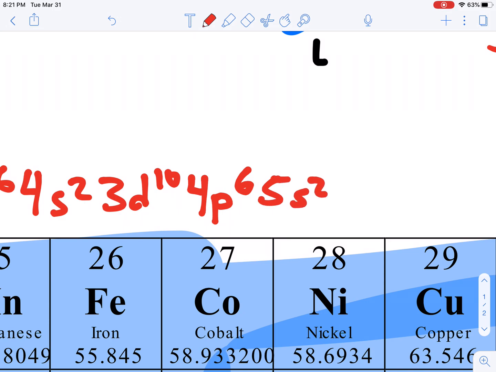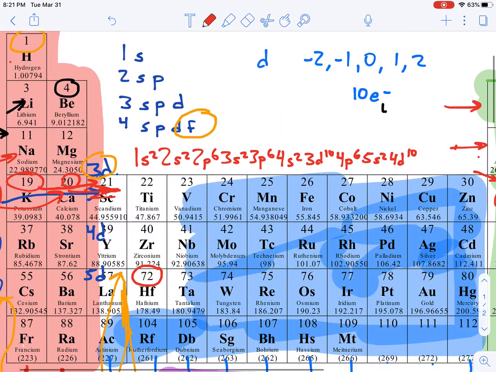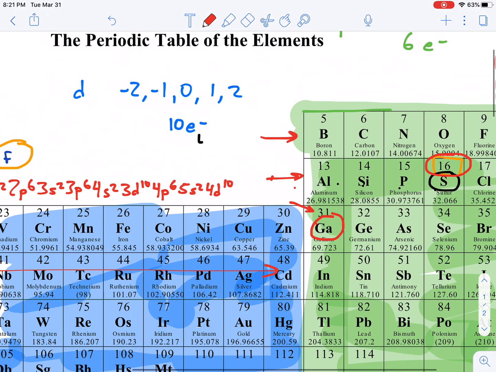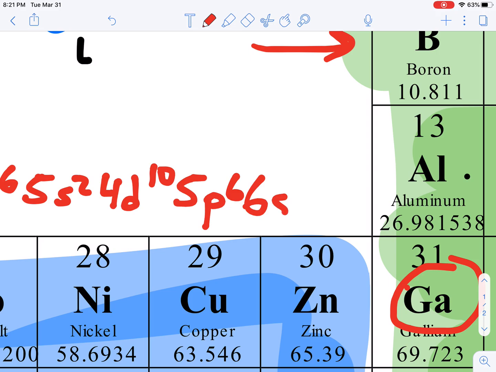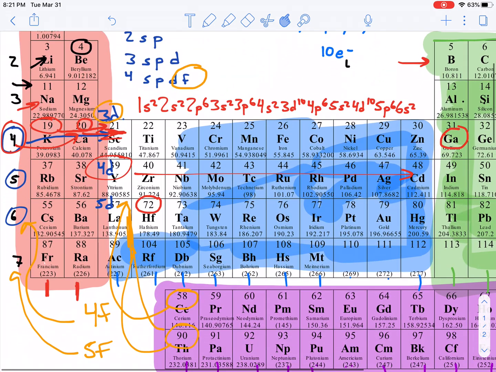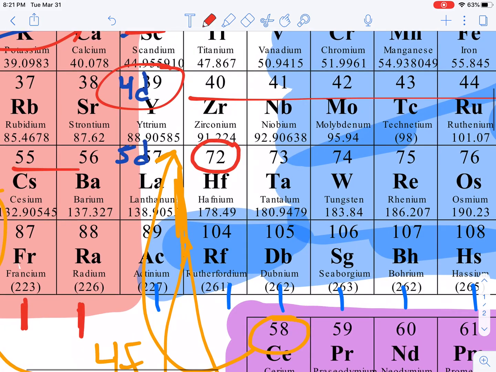5s2, 4d10, right? 4d10 is right here. Here's 4d, we went through all 10. Then we're back up to 5p6, then 6s2, and then depending on the textbook you're using, you may see some weird things happen here, but 6s2 took us to right here.